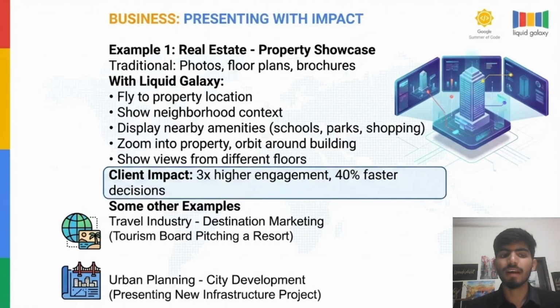Some examples are also given here, like the travel industry. The travel industry can show the customers that this is the first location and this is the second location to which we will be traveling. And there is one more example, urban planning, when we have to build infrastructure. With the Liquid Galaxy we can see that if there is a river, there is a need to make a bridge over it.